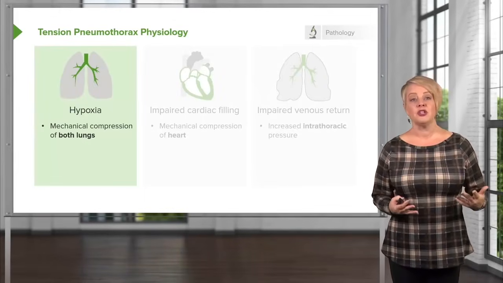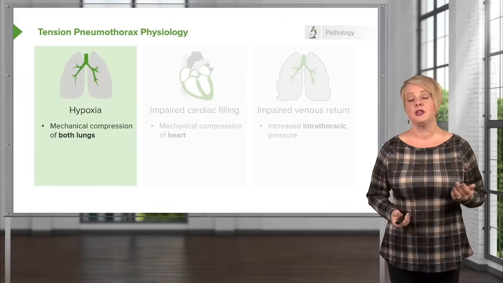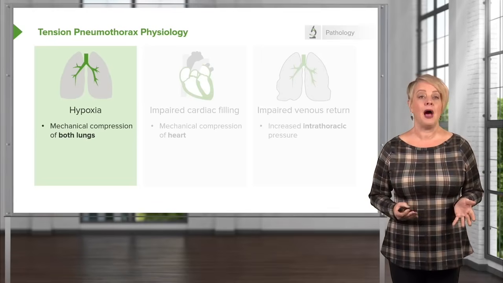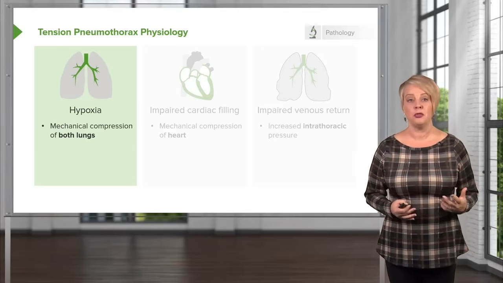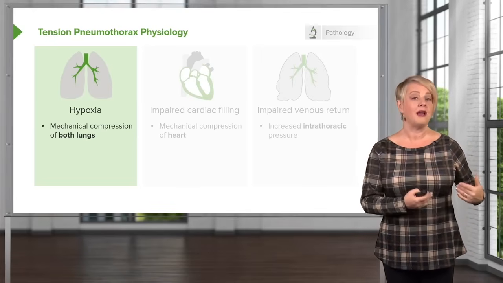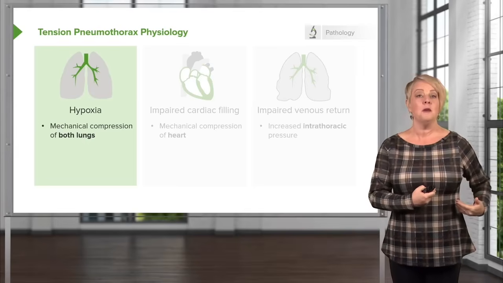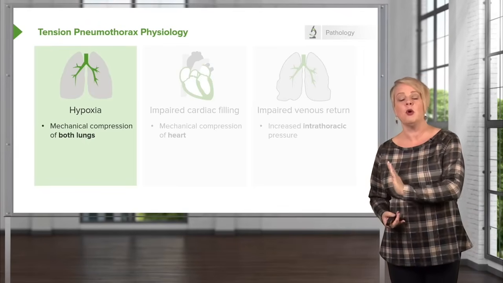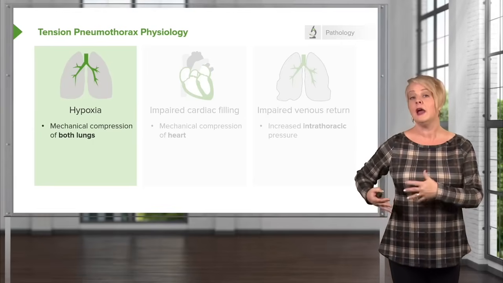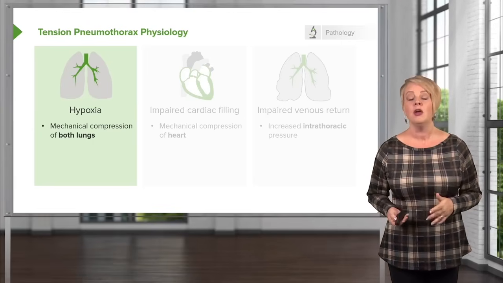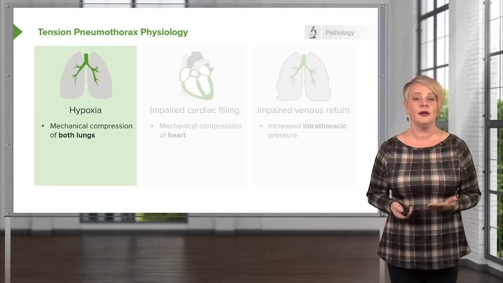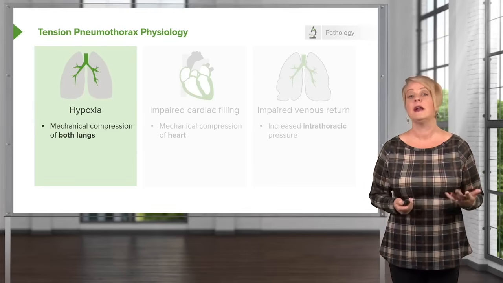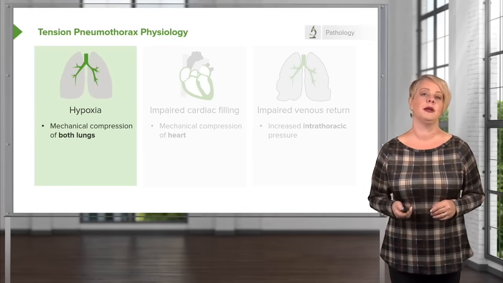What are the complications of this? Well, one, your patient will almost invariably be hypoxic because the tension pneumothorax will start off compressing the lung on the affected side, but as it gets bigger and bigger, it's going to shift the mediastinum over to the contralateral side and cause compression on that side as well. So you get significant hypoxia because the lungs are mechanically squished and unable to work properly.